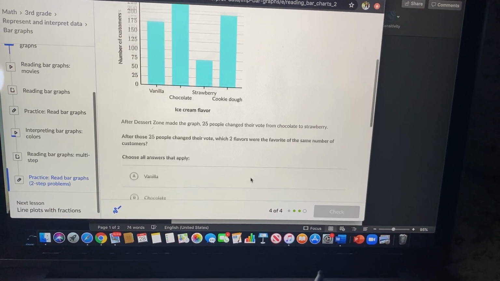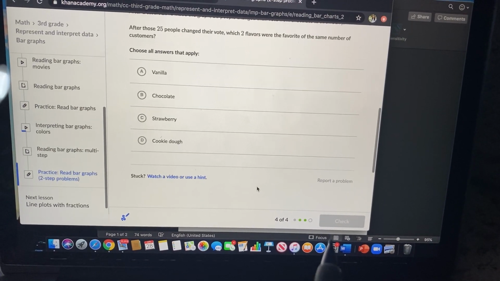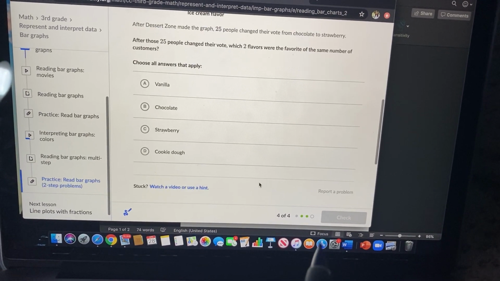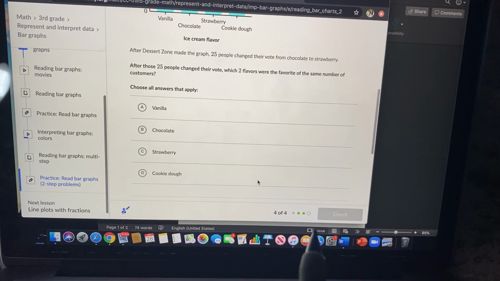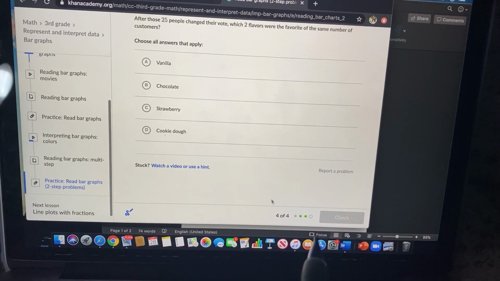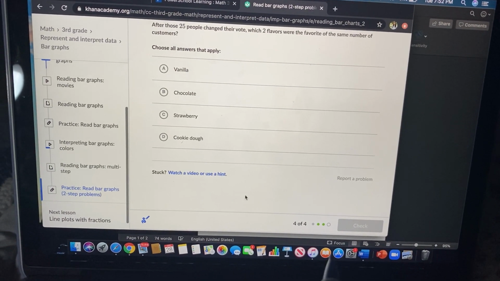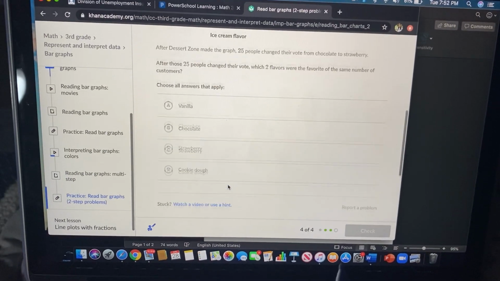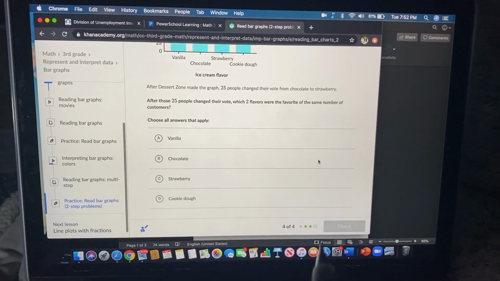So we have to figure that one out. And again, if you guys don't understand it, it's okay to get it wrong, and then you can continue it, and it'll tell you, you can ask for help. You can even watch a video or use a hint. So this is only 4 questions. It's like a little mini quiz, so you guys can complete that on your own.